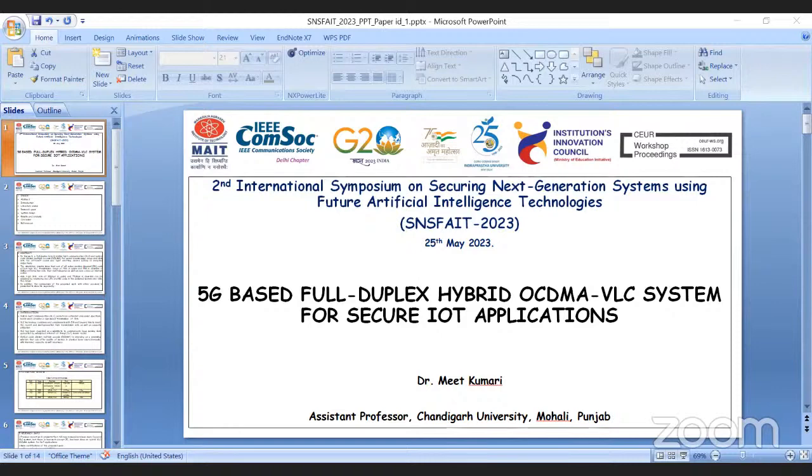Abstract. In this work, a full duplex hybrid VLC, that is visible light communication, and optical code division multiple access, OCDMA, for varied transmission range and data rate for different codes and light emitting diodes, that is LEDs, is analyzed effectively. The simulation result shows that out of all the codes, random diagonal RD code offers high VLC.